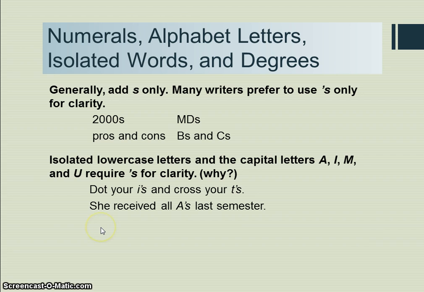Now, there are some letters that you can't do that with. If you have the isolated lowercase letters and capital letters A, I, M, and U, you need an apostrophe S for clarity. Why? Well, if I just put an S after the A, I'm going to have the word as, or I'm going to have the word is, or Ms, or us. So in these cases, I need to add an apostrophe S for clarity. Notice down here, dot your i's and cross your t's. These are isolated lowercase letters. If I didn't put that apostrophe in, it would look like the word is, and this one here would just look like a misspelled word.